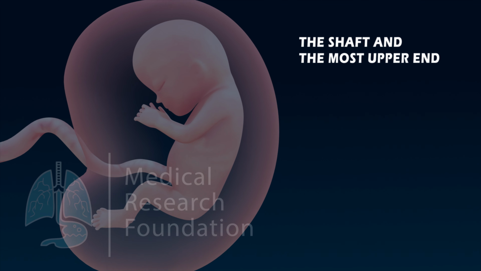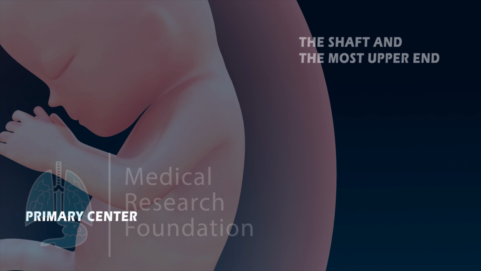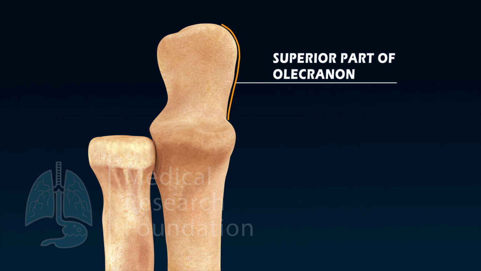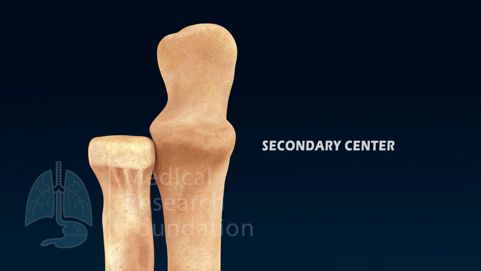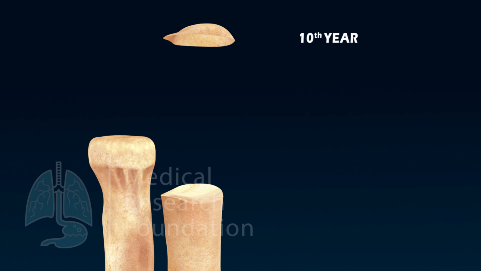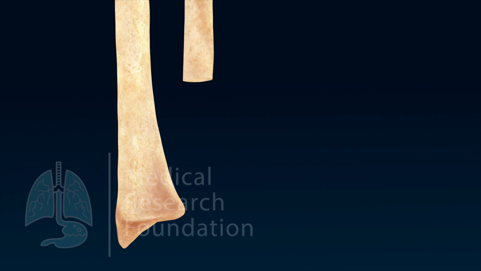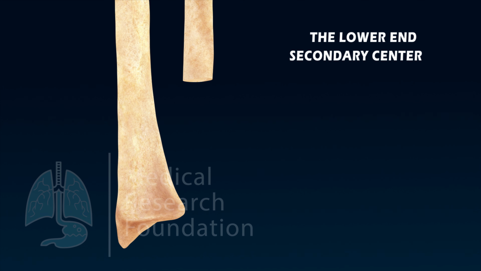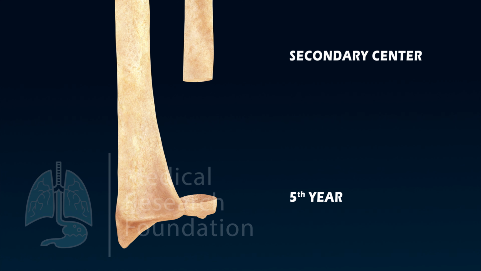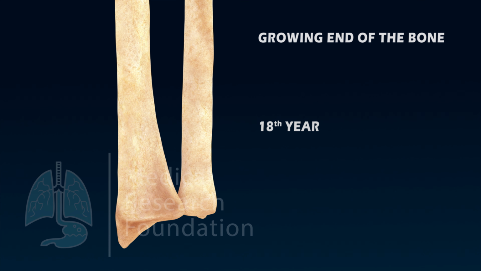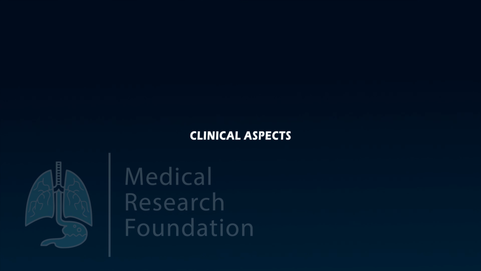Ossification. The shaft and most of the upper end ossify from a primary center, which appears during the 8th week of intrauterine life. The superior part of the Olecranon process ossifies from a secondary center, which appears during the 10th year. It forms a scale-like epiphysis, which joins the rest of the bone by the 16th year. The lower end ossifies from a secondary center, which appears during the 5th year and joins with the shaft by the 18th year. This is the growing end of the bone.